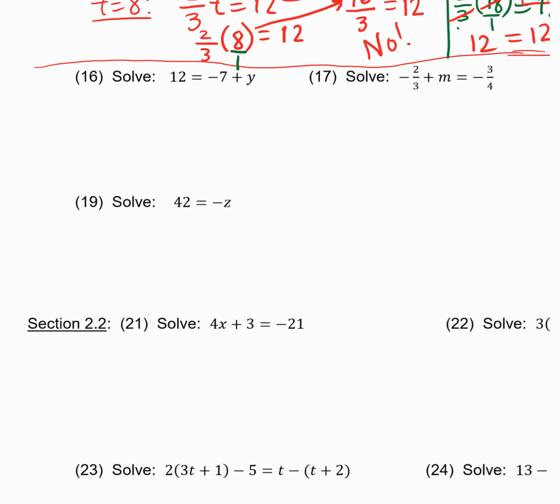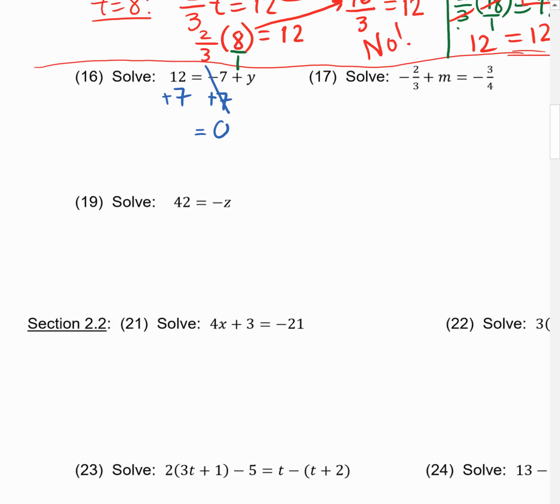Let's try number 16. So it wants us to solve 12 equals -7 plus y. To solve it, all we need to do is isolate y. And since you see a -7 adding with y, I'm going to do the opposite. The opposite of a -7 is a +7. So I'll add 7 to both sides, and that should cancel it. And that's true, because -7 plus 7 is 0.